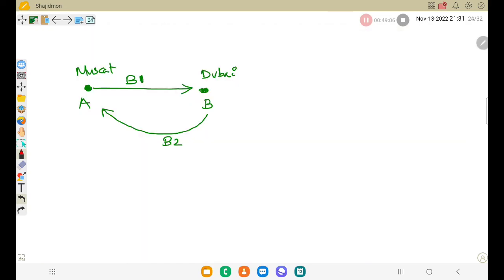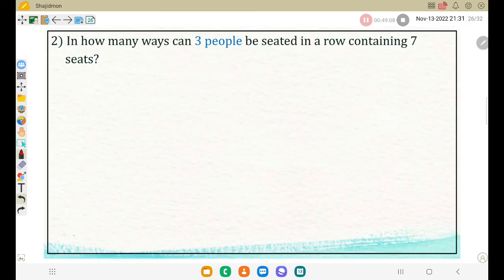Okay, now I will go to the next question. How many ways can three pupils be seated in a row containing 7 seats? This is our question. How many pupils are there? 3 pupils are there. In a row containing 7 seats, 7 options are available. How many ways can they sit?